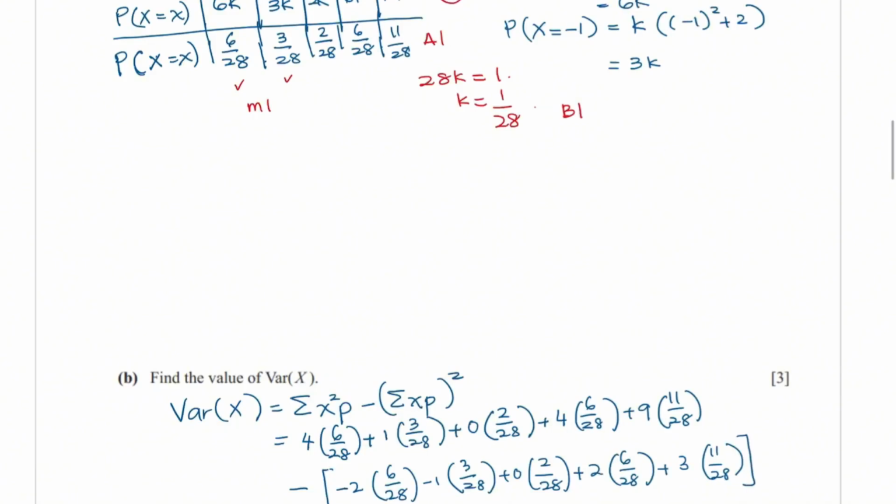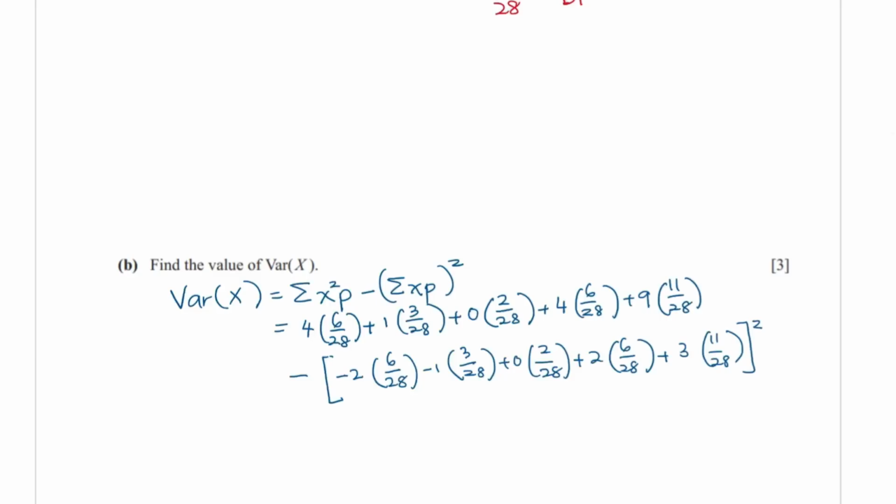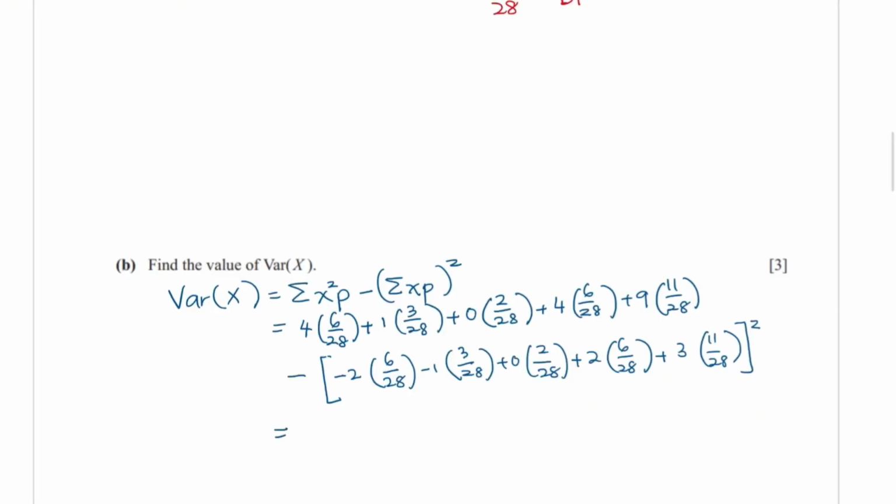Now don't stop there because we have to square the expectation of x. Now this next part is just pure computation. Computing these two lines, you should be having 150 over 28 subtracted with 15 over 14 squared. And that would give you 825 over 196.